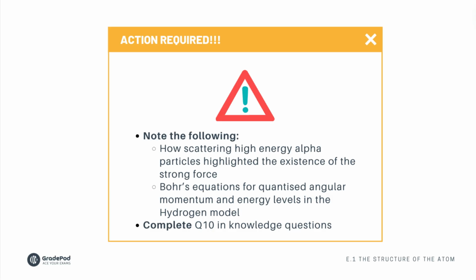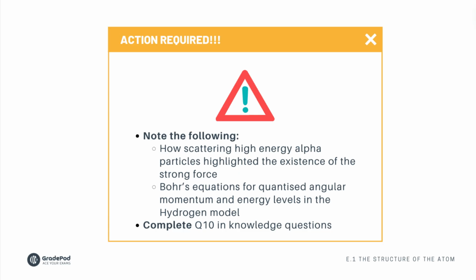And to round off this tutorial, let's go back to our revision note template, and I'd like you to make some notes on what we've just discussed. We've obviously talked about the scattering experiment and how Rutherford's scattering experiment changed when we started to use high energy alpha particles. Obviously, those high energy alpha particles highlighted the existence of the strong nuclear force. So I want you to go and write some notes on that.